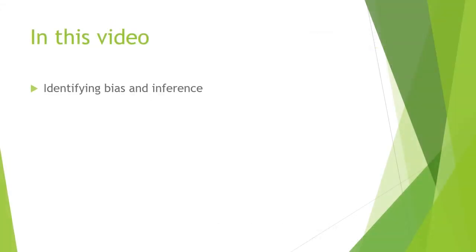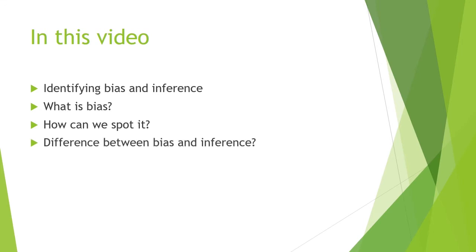So in today's video we're going to be looking at identifying bias and inference within a written text, as we will need to do for our Functional Skills Level 2 English reading exam. So during this video we're going to look at what bias actually is and how we can spot it, as well as the difference between bias and inference, because inference is something a little bit different that you might also need to recognise in order to answer some of the questions within your reading exam.